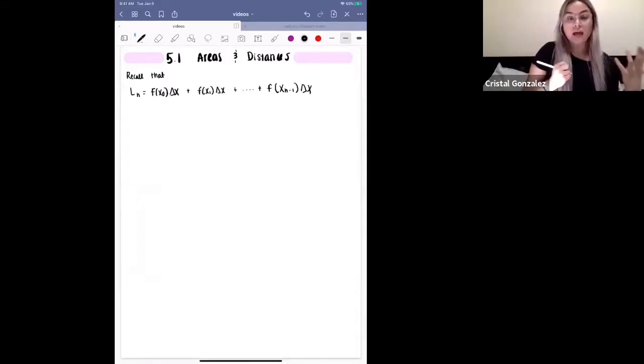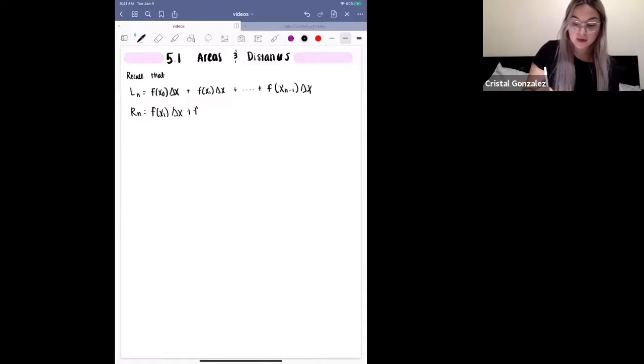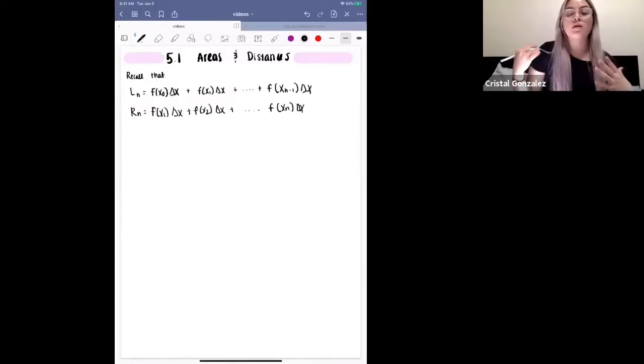Okay, and after that, we also learned our right endpoint, which is R of n. For our right endpoint, instead of starting at f of x naught, our starting point, we would do f of x1 times delta x plus f of x2 times delta x plus dot dot dot all the way to f of xn times delta x. And these divided our initial interval into n sub-intervals.